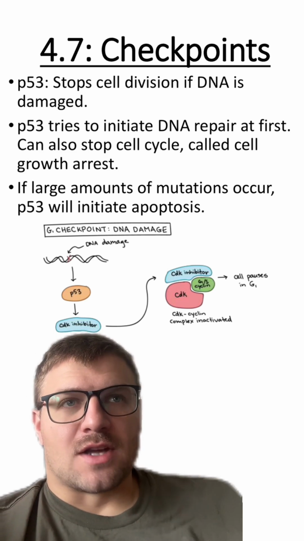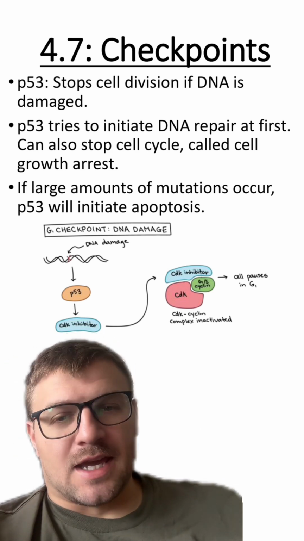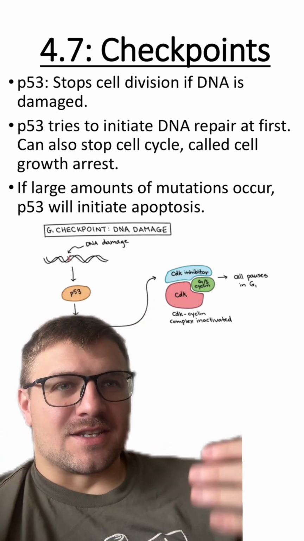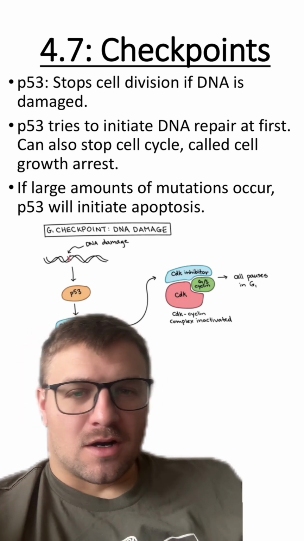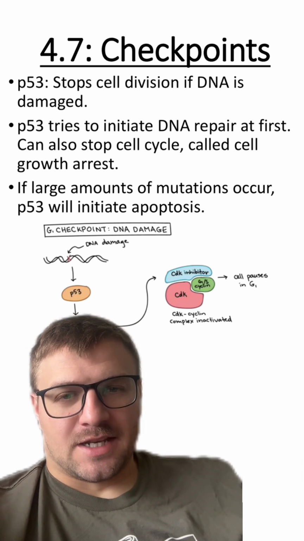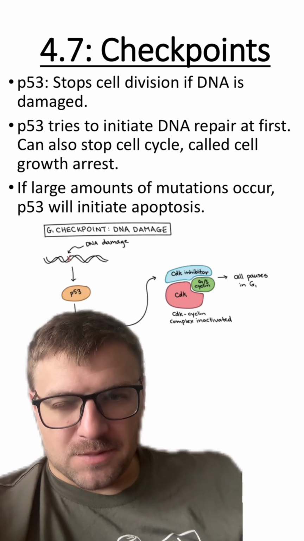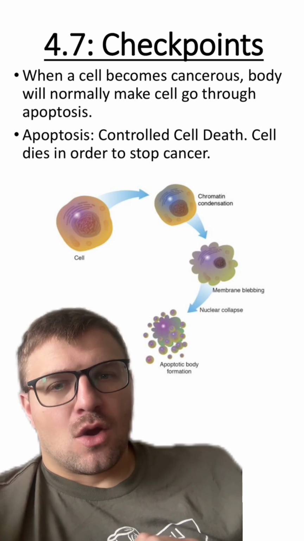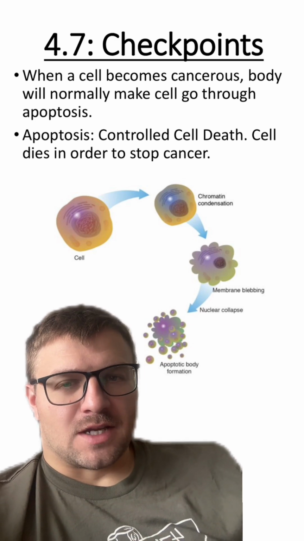P53 can also stop the cell from moving forward in the cell cycle by producing something called a CDK inhibitor. This will obviously inhibit the CDK that is initiating the next step in the cell cycle. However, if large amounts of mutations or DNA damage occurs, P53 will initiate something called apoptosis. Apoptosis is programmed cell death, where the cell is going to die in order to prevent itself from becoming cancerous.